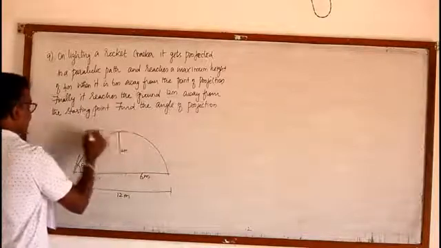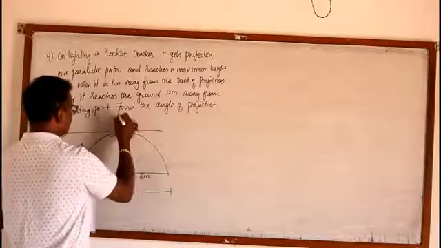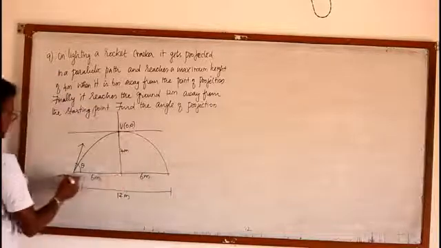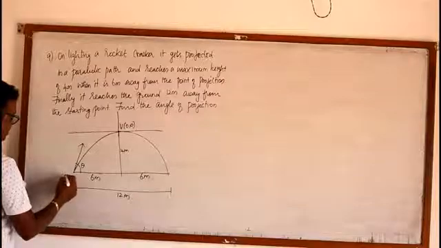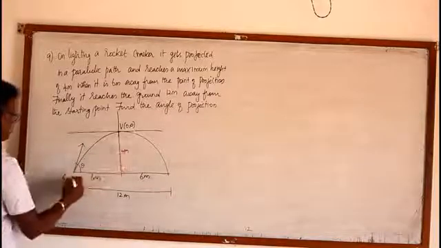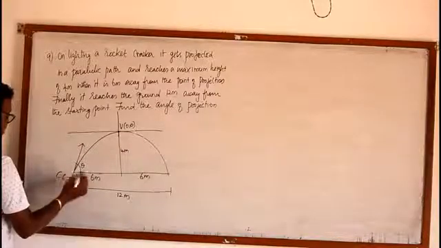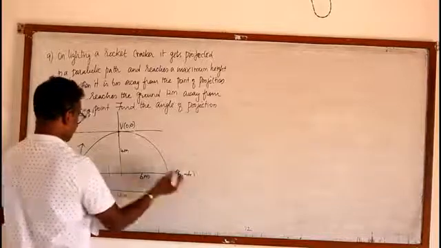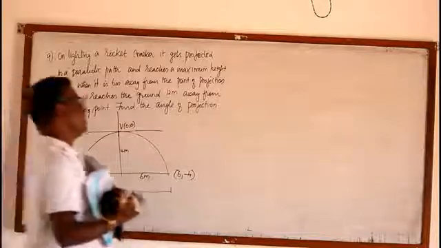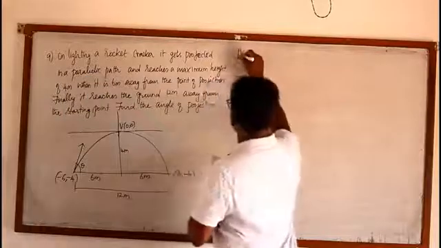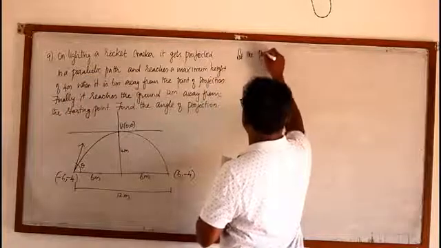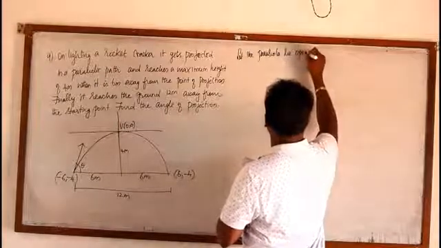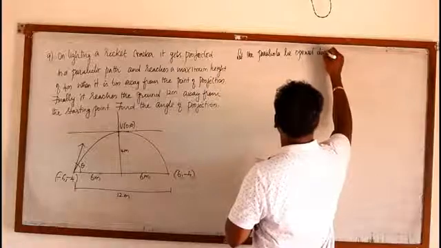Now let me take this curve as a parabola which is open downward. So here it is (0, 0). And this is the third quadrant. Then this point is (6, 4). In the third quadrant both are negative. And this point is (6, -4). So let me take any point. Now let the parabola be open downward.